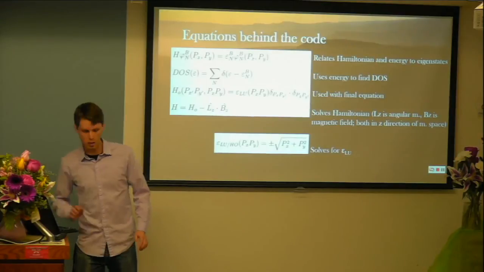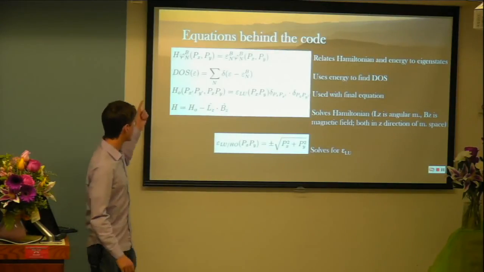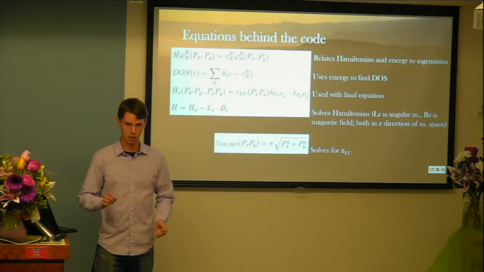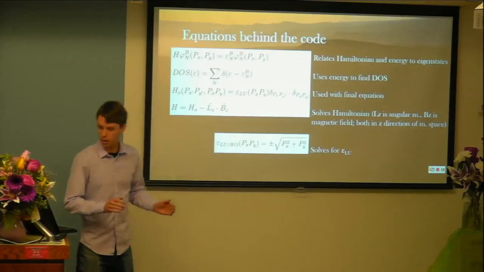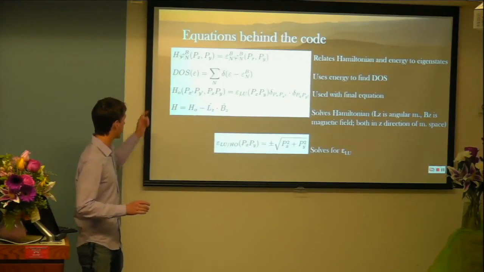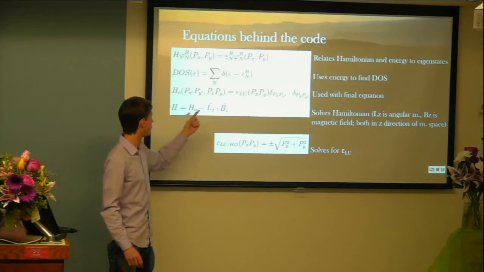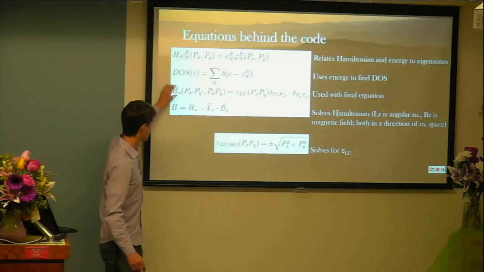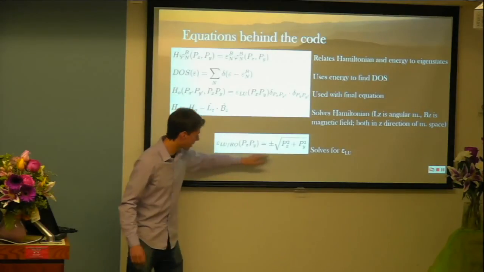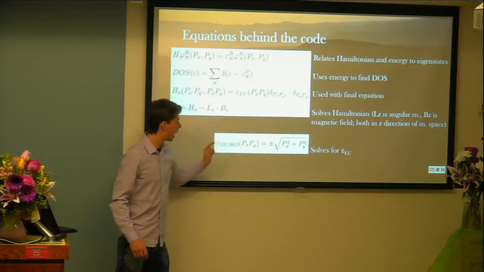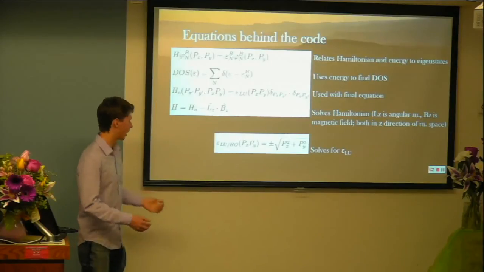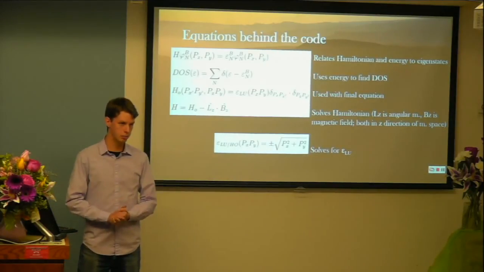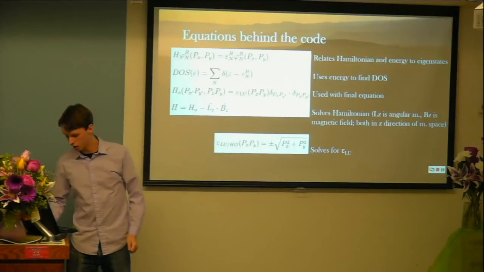Some equations that were helpful in doing this: this first equation relates the Hamiltonian to energy in the eigenstates. A lot of these are really intertwined, so actually doing this computationally may be incredibly challenging, which is why a code was used, because I'm not sure I could do any of this by hand. The second equation uses the energy found in the first equation to find the density of states. And then this equation is used alongside this once this is solved, and it can be plugged back in, as you can see here. And then this is just an equation for the Hamiltonian with L sub z being angular momentum, V sub z being magnetic field, and both of these are actually in the momentum space and not in position.